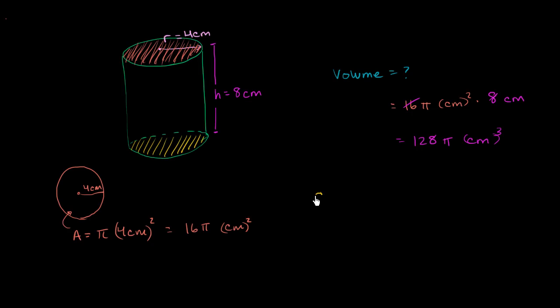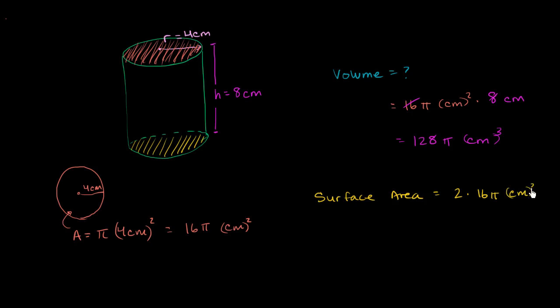So if we're trying to find the surface area, let's find the surface area of our cylinder. It's definitely going to have both of these areas here. So it's going to have the 16 pi centimeters squared twice. This is 16 pi square centimeters. So it's going to have 2 times 16 pi centimeters squared.